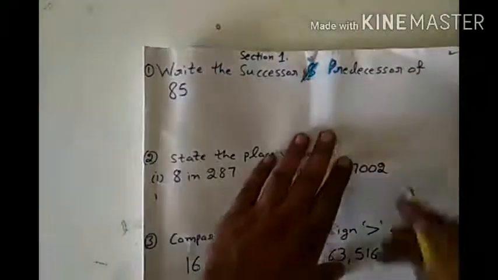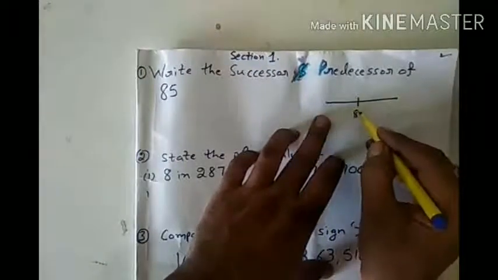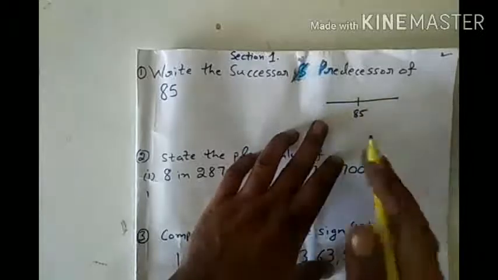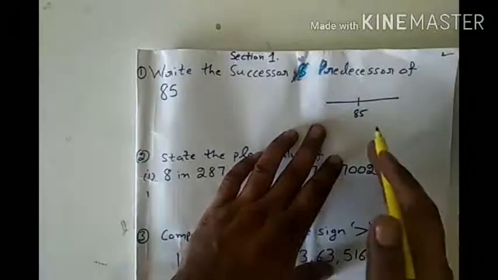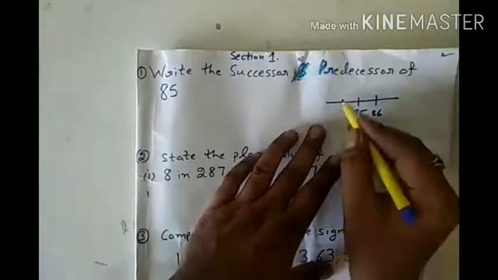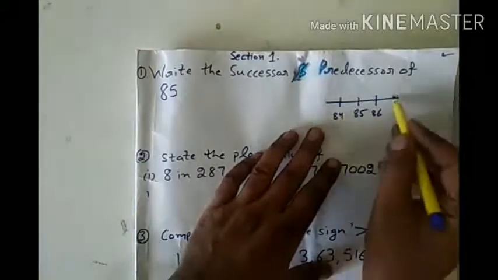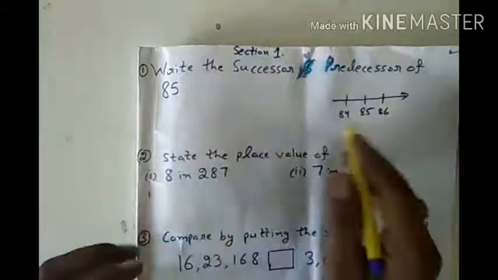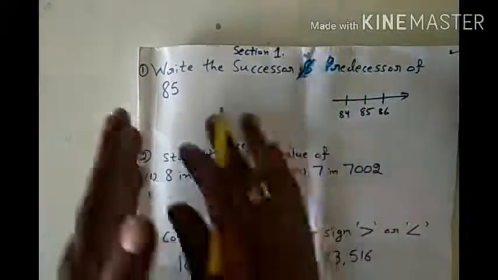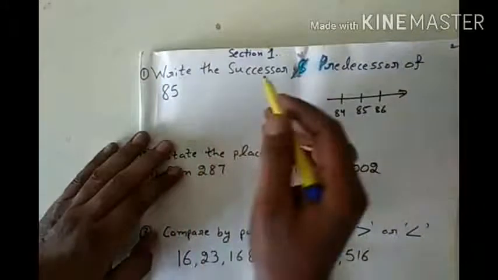So, if I go to the number line and it is 85, then what will be the number on the right hand side? It is 86. And what will be the number on the left hand side? That is 84. So this is a number line and I have shown these points on the number line. Now numerically, how will we find the successor and predecessor?